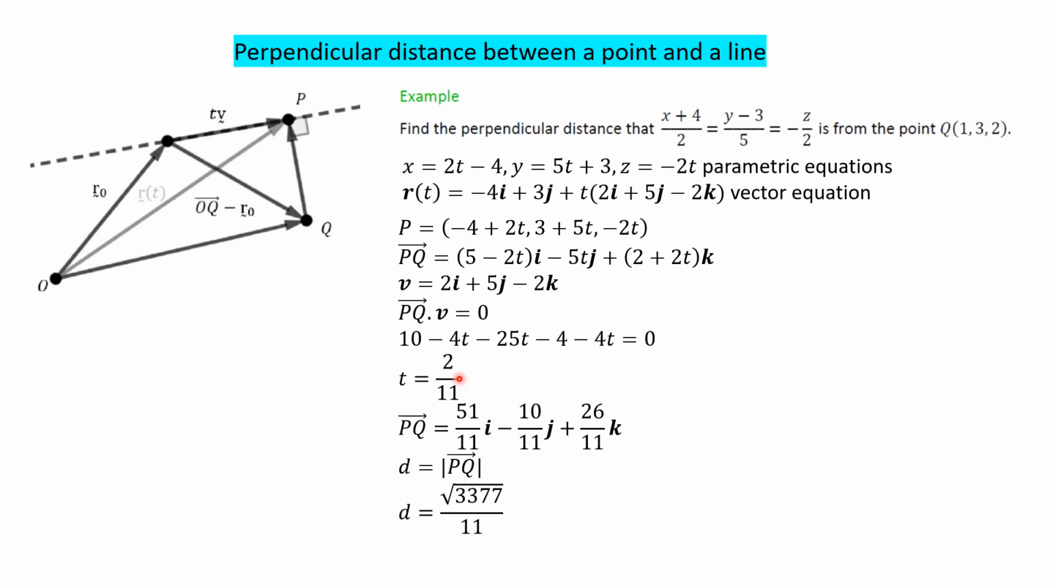So once you got t, you substitute that back into the vector PQ, okay? So what I mean is that when t is 2 over 11, the line PQ is perpendicular to the line that you're looking at. All right, so that's a vector PQ, and you can work out the distance PQ by taking the magnitude of it.